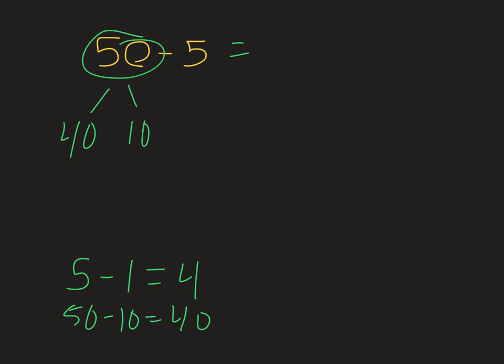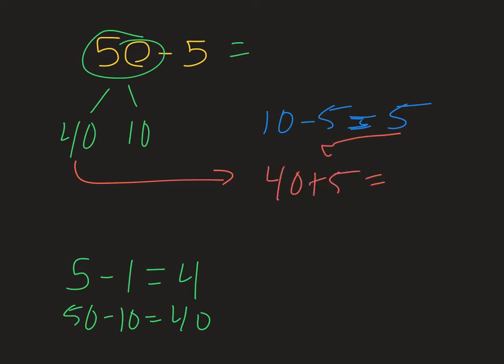Okay, now let's make our first number sentence. 10 minus 5 equals 5. We know that because we've practiced our 10 facts now for a long time. Now we have to make sure that we use everything, so that means we have to take the 40 and add it to the 5. 40 plus 5 equals 45. Very good.